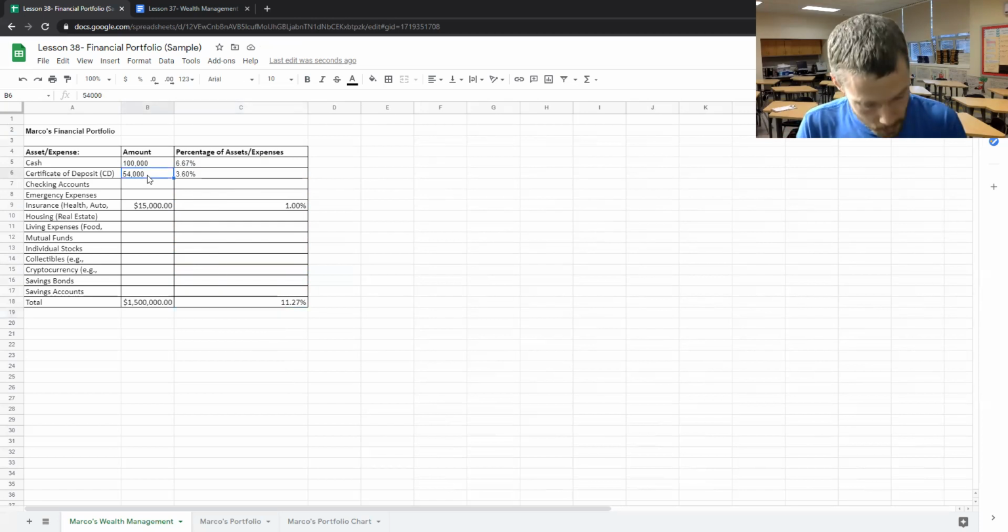Now, notice what happens when I change the dollar amount. Let's say I only want $32,000. Notice it automatically adjusts and goes to 2.13%.